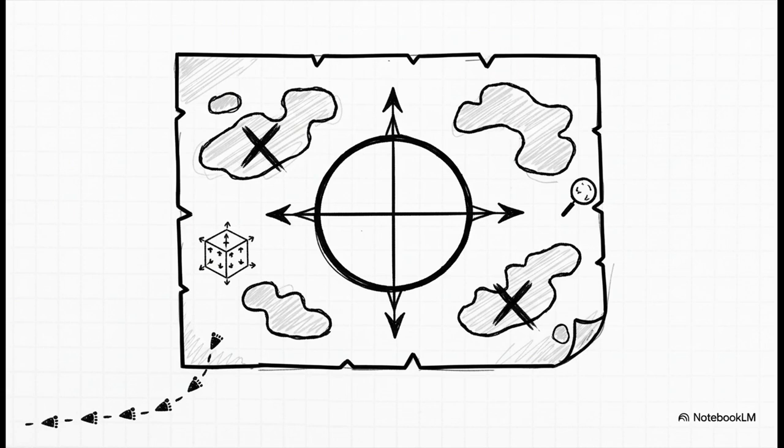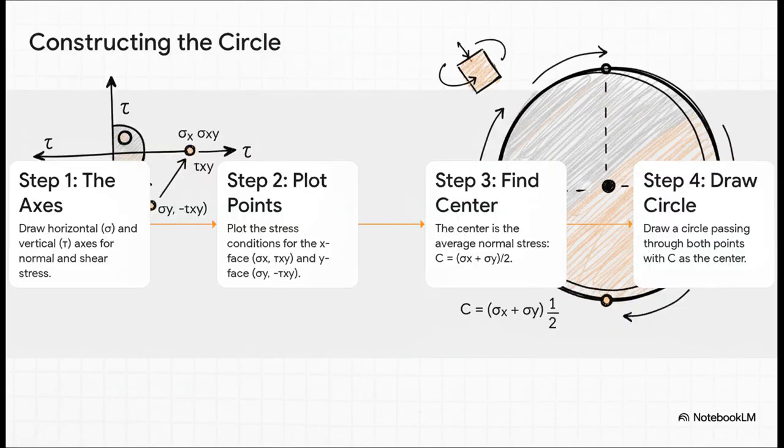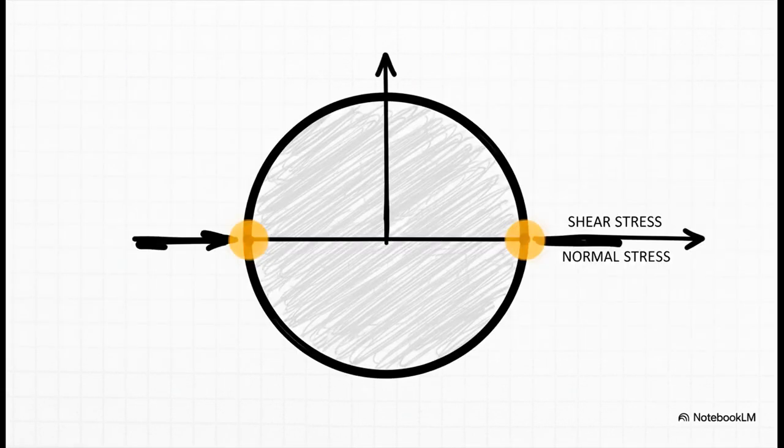Let's do it. And just like that, with those 4 simple steps, you've created this incredibly powerful visual tool. You see, every single point on the edge of this circle represents the state of stress at a specific angle. It's literally a 360-degree view of all the forces happening inside your material. And here is the magic of Mohr's Circle. This is why it's so cool.